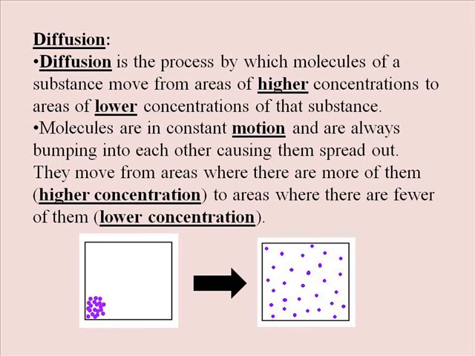So if you look at the picture below, you'll see that the molecules are all starting in one corner. That's the high concentration. And then over time, they're going to spread out evenly throughout the room. So they went from an area where there was a lot in the corner, and they spread out to the rest of the room where it was low concentration, or in this case, no air freshener at all.